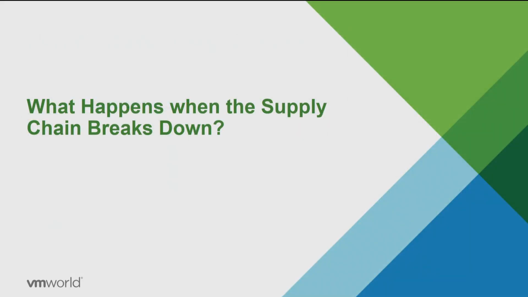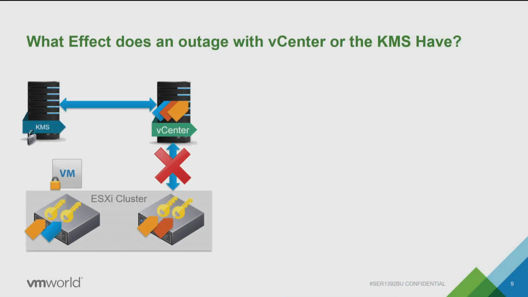Okay, so what happens when the supply chain breaks down then? This is the typical question we get, like, what happens if my vCenter goes, are all my encrypted virtual machines going to be useless to me? Well, let's have a look at that now. So here's the first part here. Let's say we've lost connection to vCenter. For whatever reason, it could be a network error, or it could just be that vCenter has gone AWOL for whatever reason.